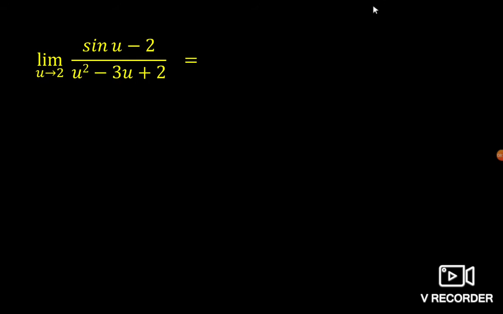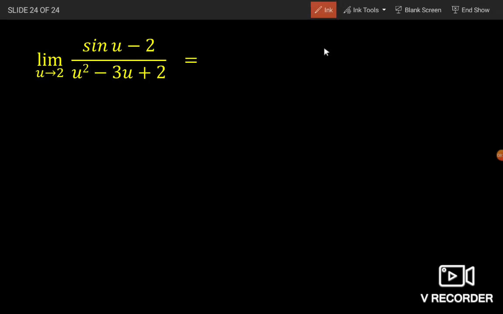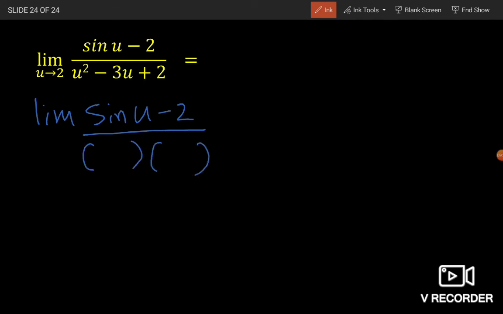And for our final example, we have the limit of sine of u minus 2 over u squared minus 3u plus 2 as u approaches 2. So we can write this as the limit of sine of u minus 2 all over u squared minus 3u plus 2, and we can factor this. Let's try u minus 2, and how about, let's say, u minus 1.